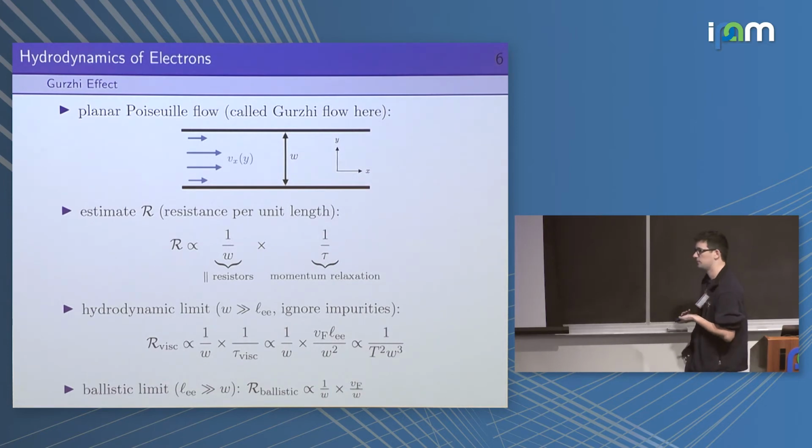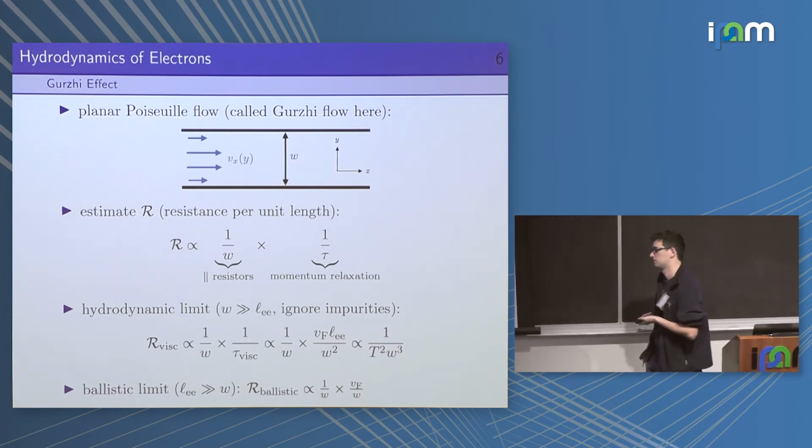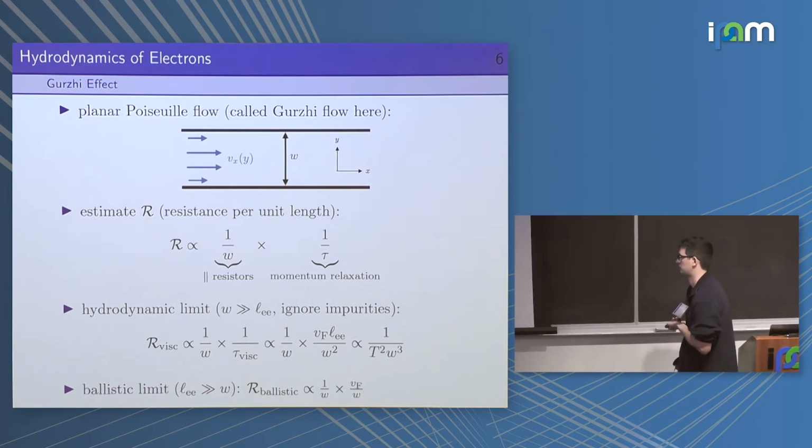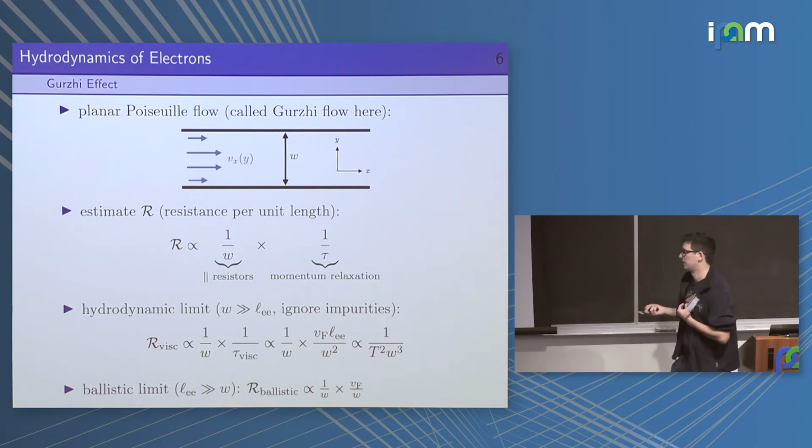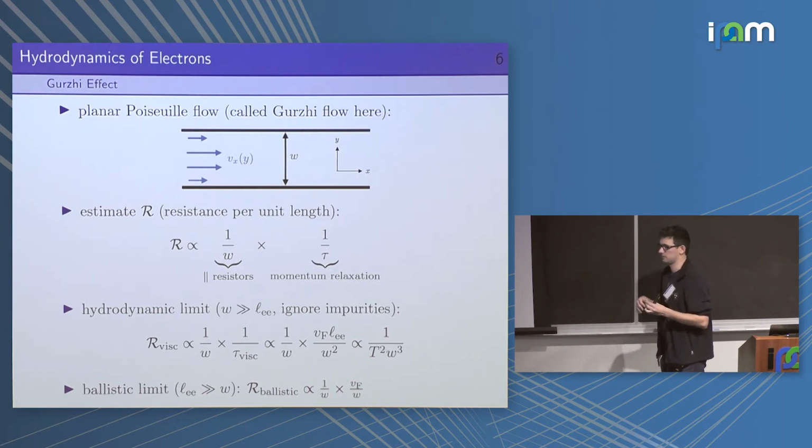So can I ask, the T squared comes from the mean free path, or where's that coming from? That's coming from the electron-electron scattering. Yeah, okay. Yeah. So this is a classic result in Landau's theory, that essentially the phase space allowed for 2-body collisions would scale as T squared.